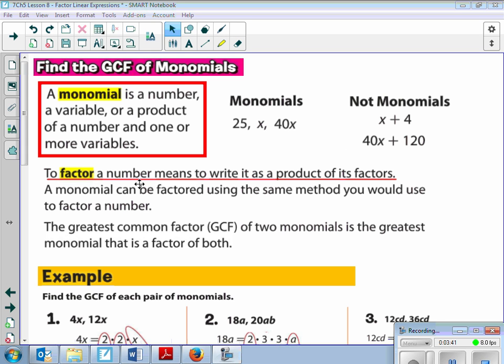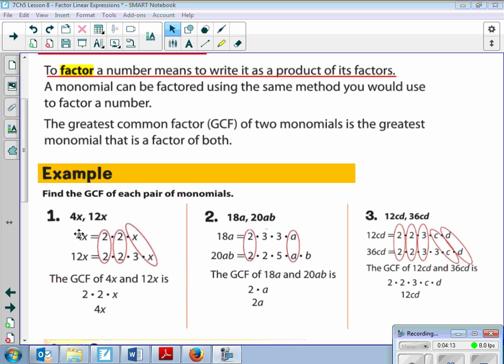To factor a number means to write it as a product of its factors. A monomial can be factored using the same method you would use to factor a number. The greatest common factor of 2 monomials is the greatest monomial that is a factor of both. Now, I'm sure that you remember way back when we were finding greatest common factors and we used factor trees. All right, so for examples 1, 2, and 3, we have 4x and 12x.